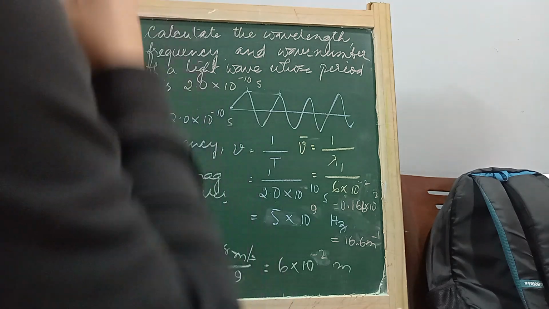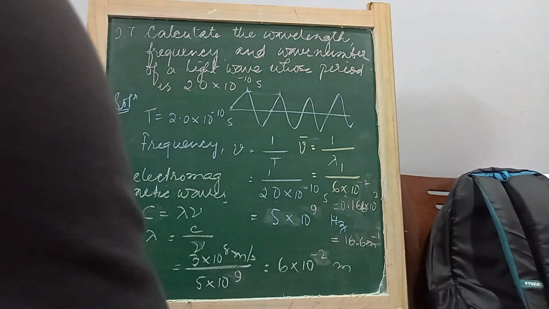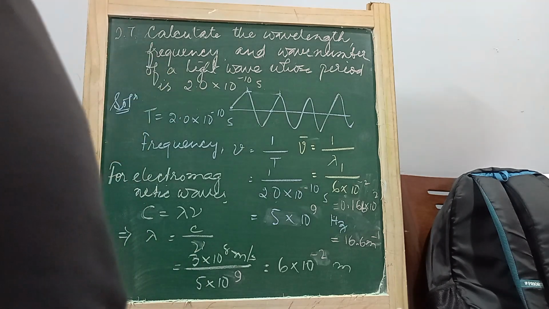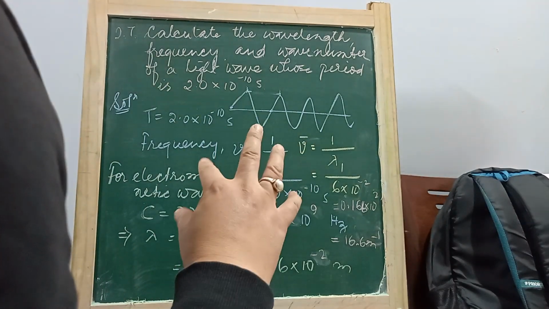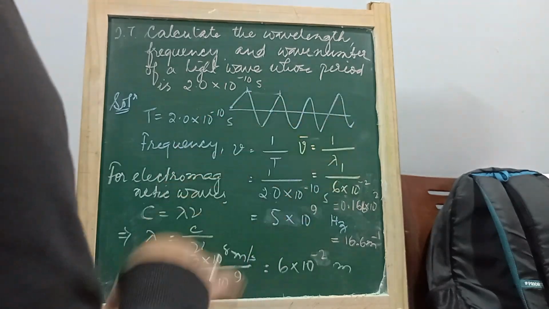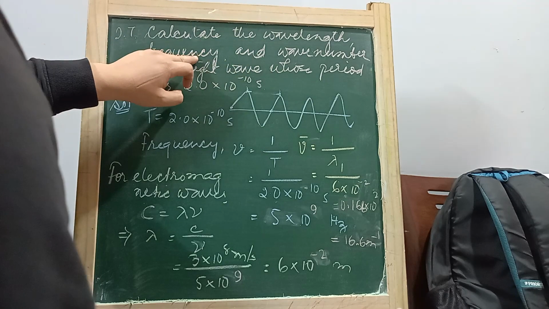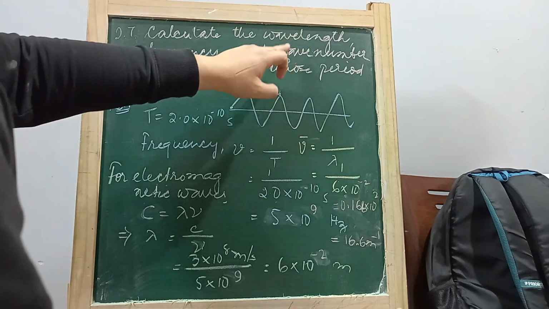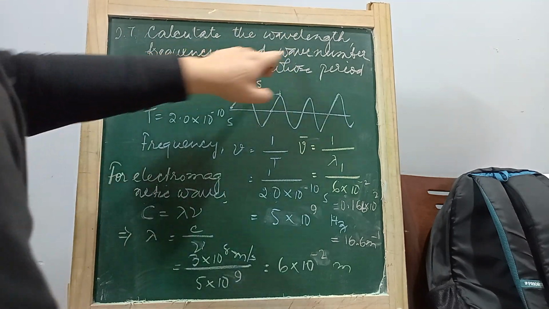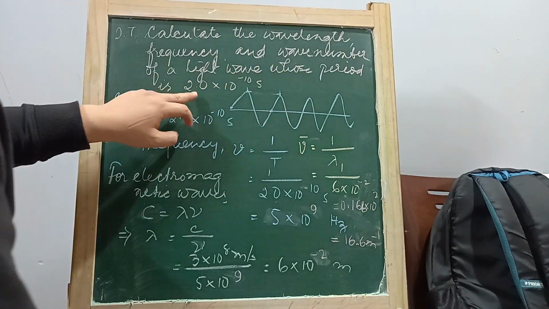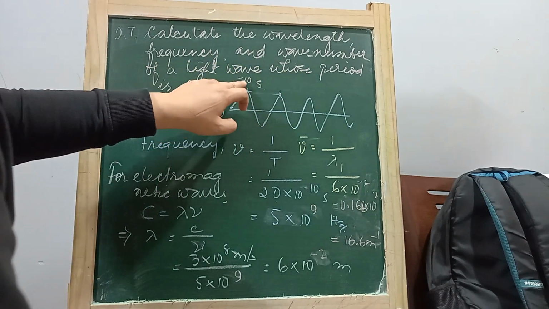Okay, let's do this numerical problem, which will let us know the basic concept of electromagnetic waves and the various terms related to it. The question says, calculate the wavelength, frequency, and wave number of a light wave whose period is 2.0 × 10^-10 seconds.